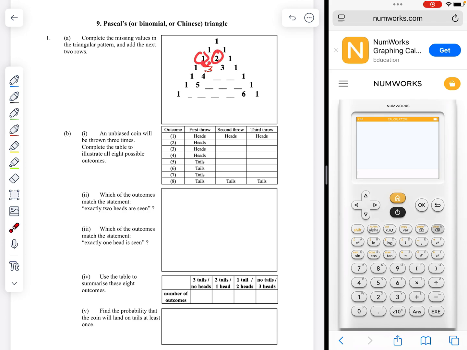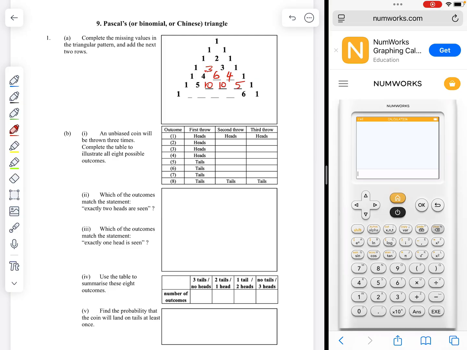These two numbers add up to give the 3. It follows 1 and 3 gives 4, and if we continue that pattern, we're going to see that 3 and 3 gives 6, the 3 and the 1 gives 4. For the next row, the 1 and the 4, that's where the 5 is coming from. So in the same vein, 4 and 6 gives 10, 6 and 4 is 10, 4 and 1 is 5.